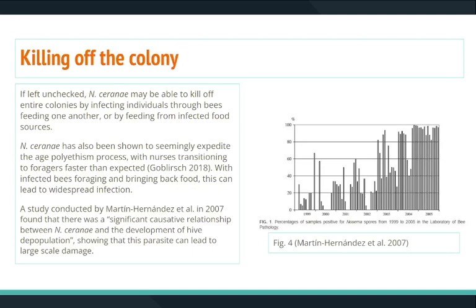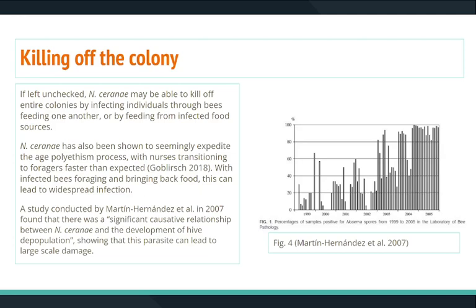Killing off the colony. If left unchecked, Nosema ceranae may be able to kill off entire colonies by infecting individuals through bees feeding one another or by feeding from infected food sources. Nosema ceranae has also been shown to seemingly expedite the age polyethism process, with nurses transitioning to foragers faster than expected. With infected bees foraging and bringing back food, this can lead to widespread infection.